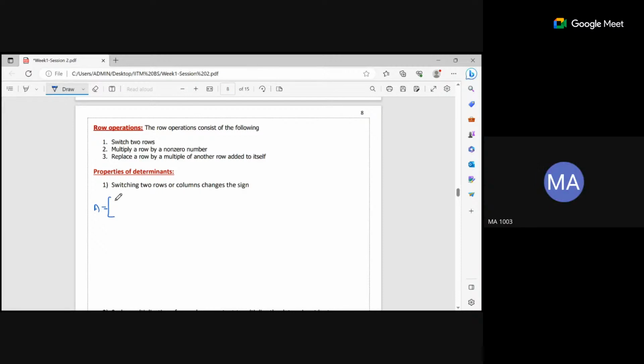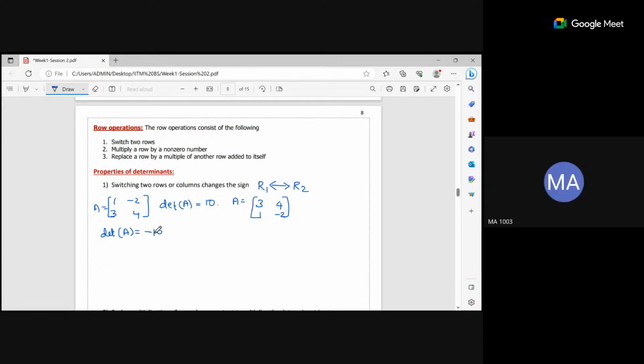Now what is the determinant of this matrix? 10. Yes, it is 10. Now the symbol here is that I am interchanging R1 with R2. What is the matrix now? Interchanging, we get 3, 4, 1, minus 2. In that case, what is your determinant? Minus 10. So you see when two rows are interchanged, your determinant changes the sign.